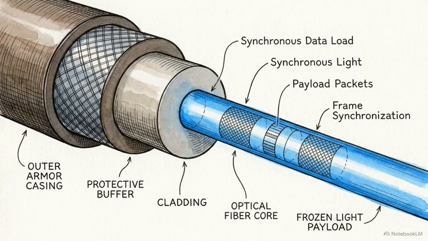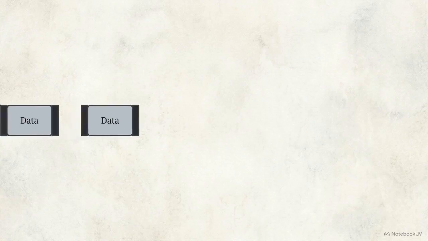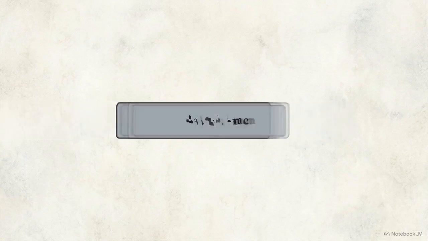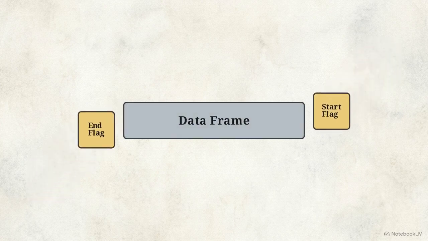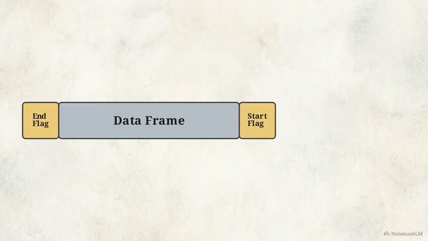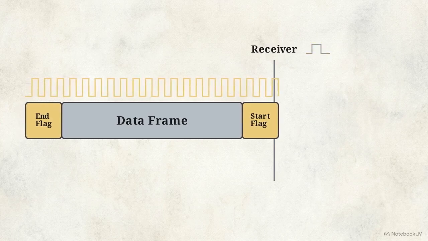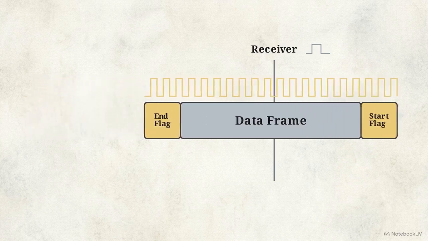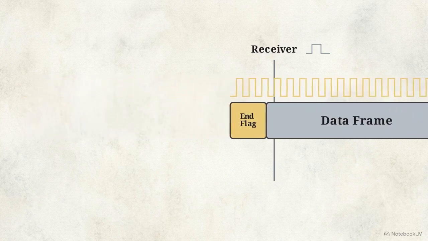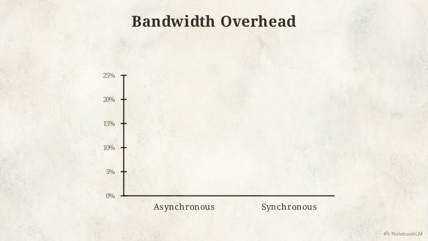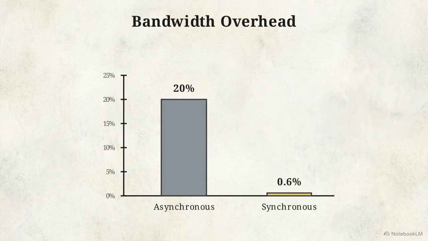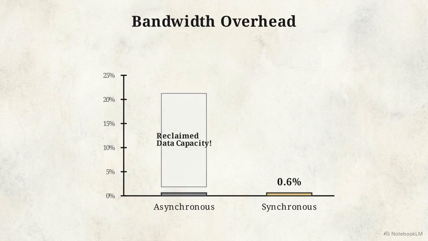To handle massive data loads, networks utilize synchronous transmission. This replaces small character chunks with continuous blocks of bits known as frames. Instead of bracketing every byte, specific flag patterns are injected at the beginning and end of the massive frame. The receiver uses that initial flag to lock its clock in phase for the entire duration of the transmission. This shift maximizes throughput, dropping the bandwidth overhead from 20% to less than 1%.